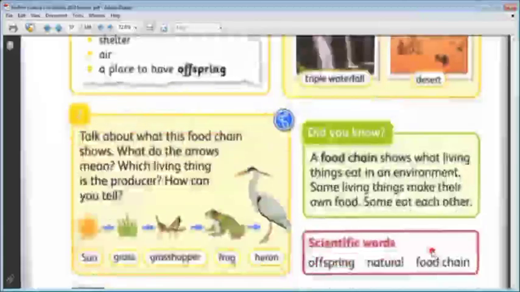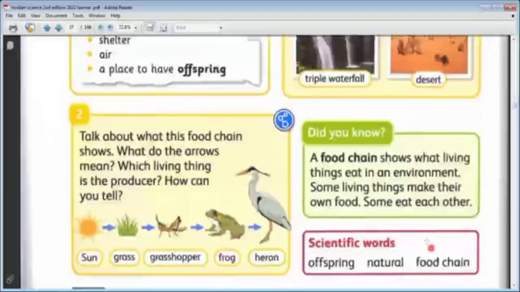Here we will talk about something called a food chain. A food chain is a model or a group of pictures that shows what living things eat in an environment. All these living organisms live together in one environment. Each living thing eats another living thing.